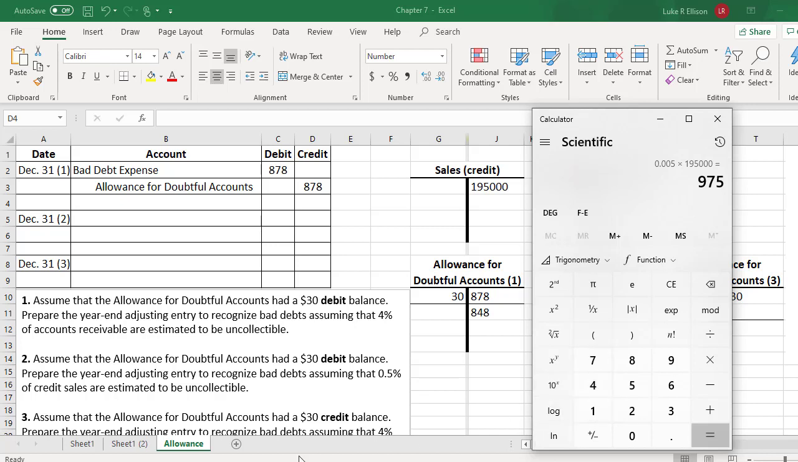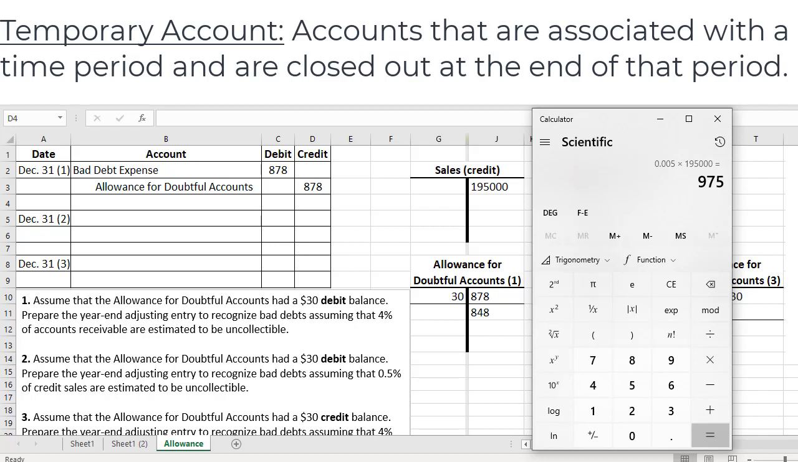Notice that this time the company is estimating bad debts based on credit sales, whereas last time it was based on accounts receivable. So that's actually going to change the process here slightly. Since sales is an income statement account, we consider this the income statement approach. And since sales is an income statement account, that means it's also a temporary account. So the sales number here relates to the total credit sales that were made in the current period, which was $195,000.